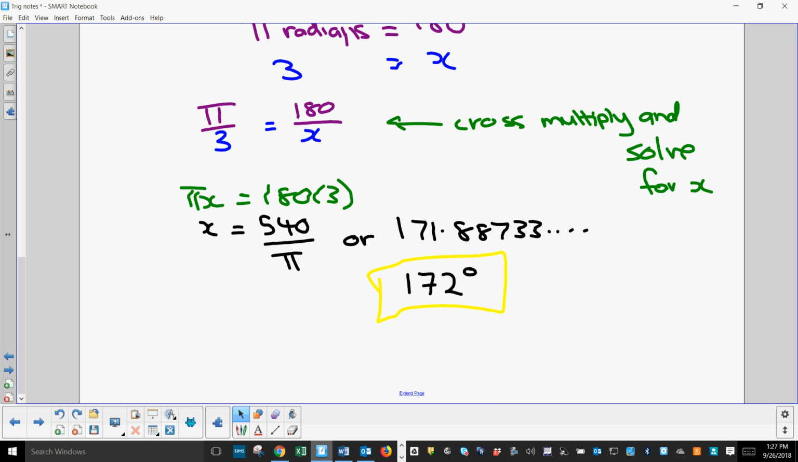On the non-calculator practice questions I just handed out, you'll notice some of the answers are written just in terms of pi, like the answer might be 3 pi plus 40, or 2 pi divided by 7, something like that.